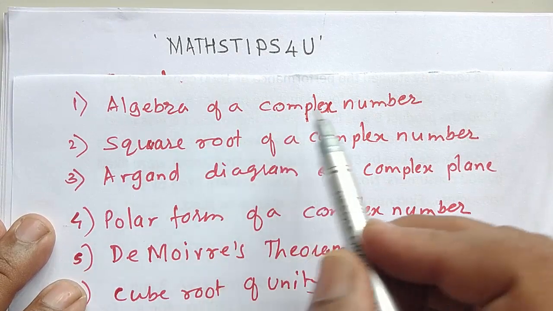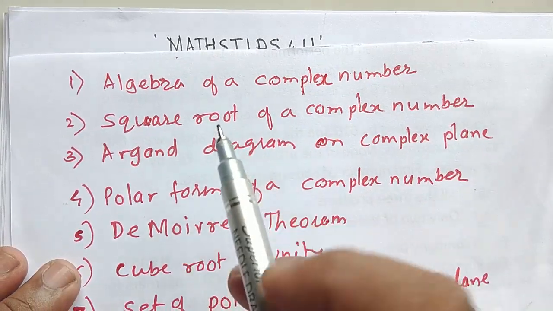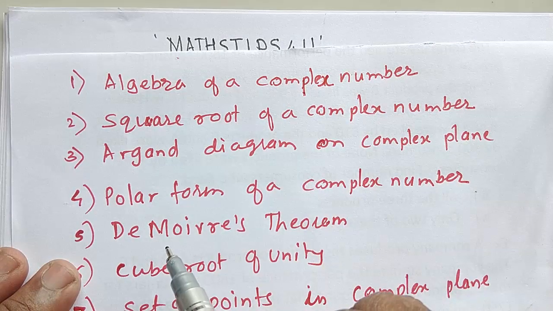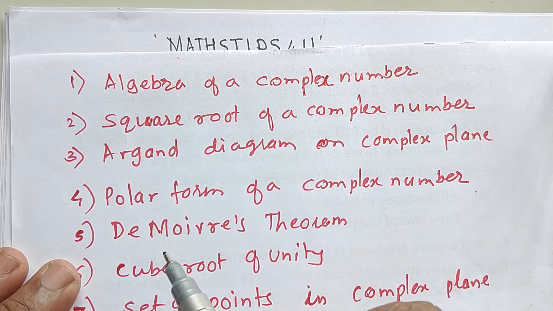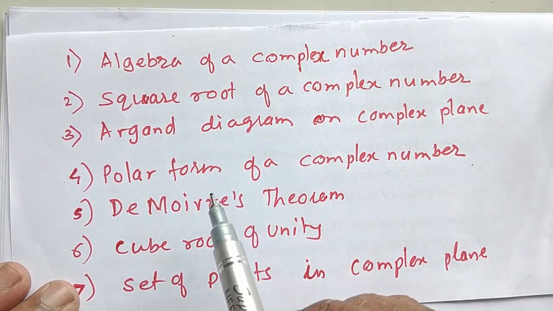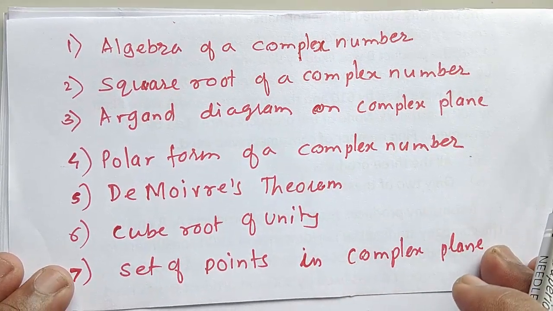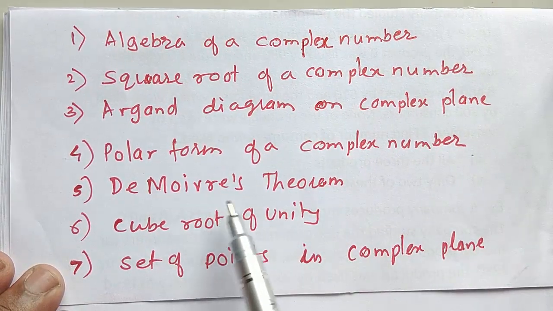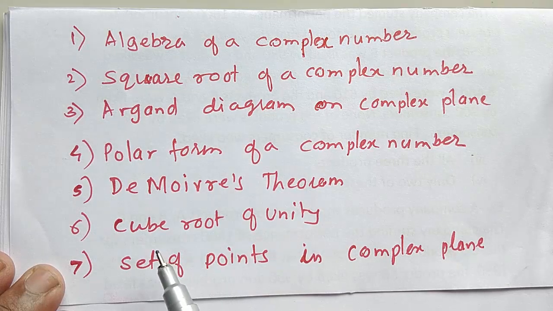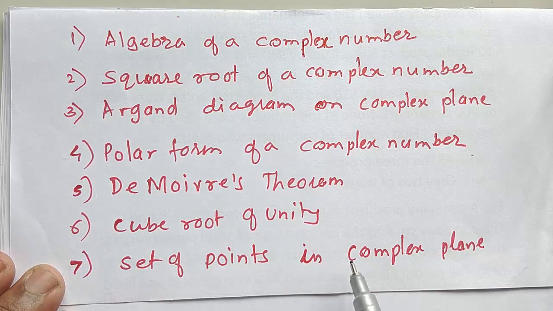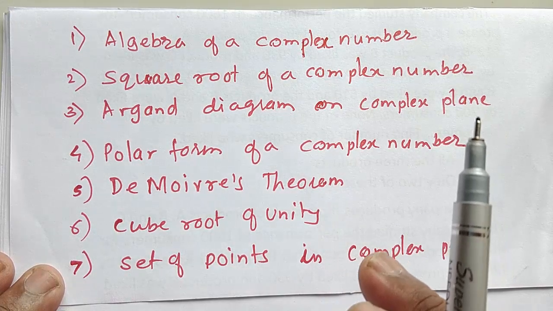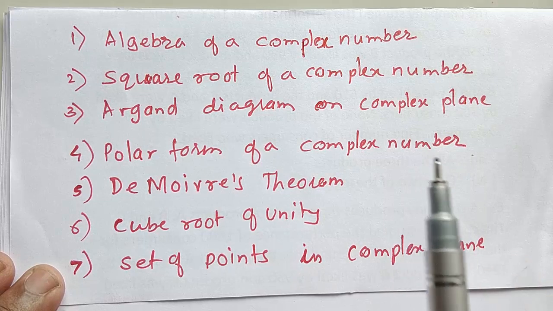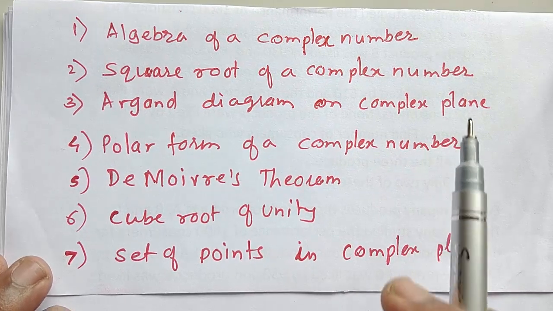Number 1, algebra of complex number. Number 2, square root of a complex number. Number 3, Argand diagram of the complex number. Number 4, polar form of a complex number. Number 5, de Moivre's theorem. Number 6, cube root of unity. Number 7, set of points in complex plane. All these topics are included in 11th standard as well as the syllabus of the JEE and CET exams.